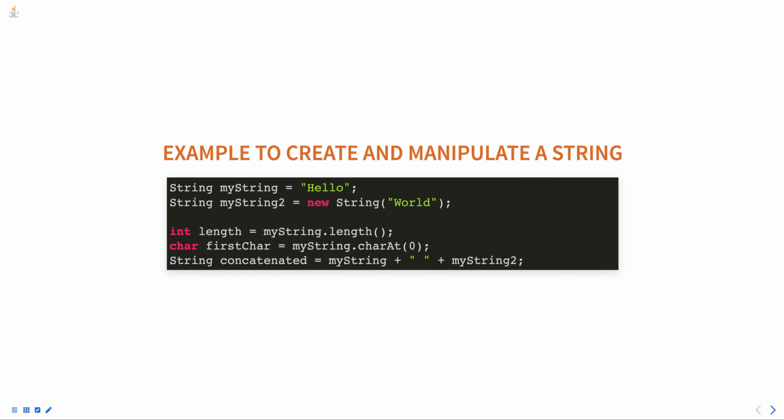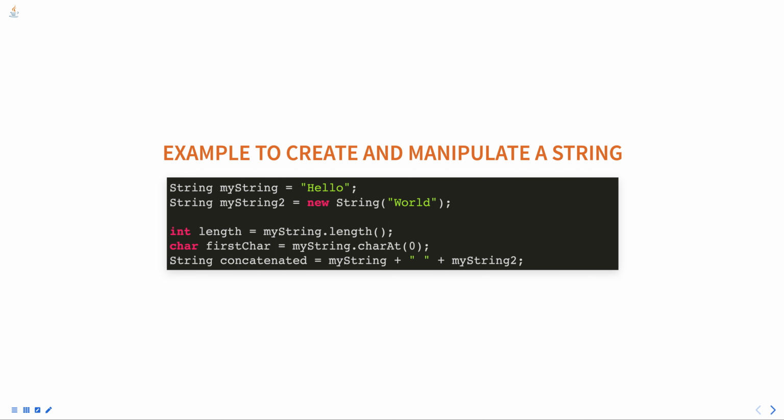The length method is used to get the length of the myString object. The charAt(index) method is used to get the character at a specific index, and the plus operator is used to concatenate the two string objects.